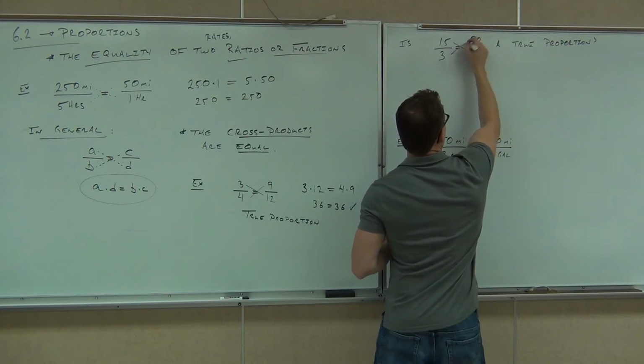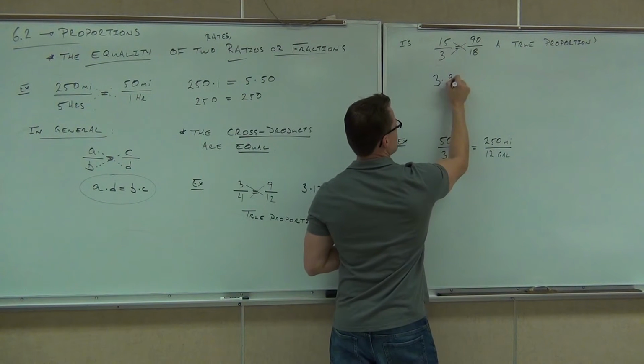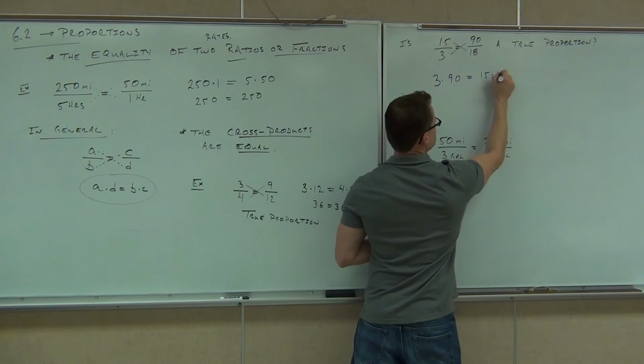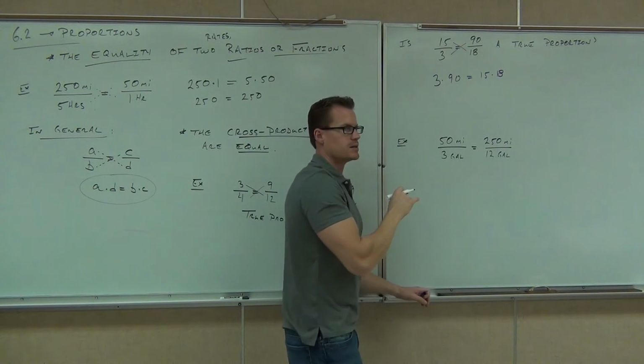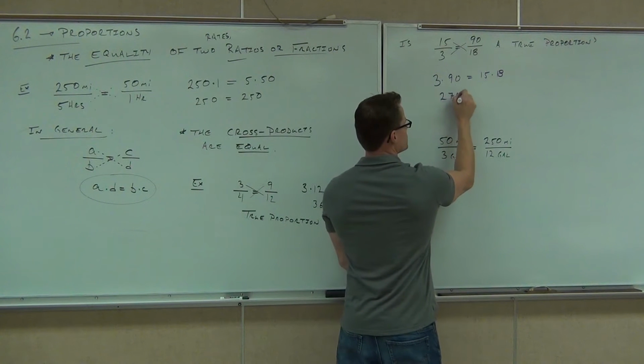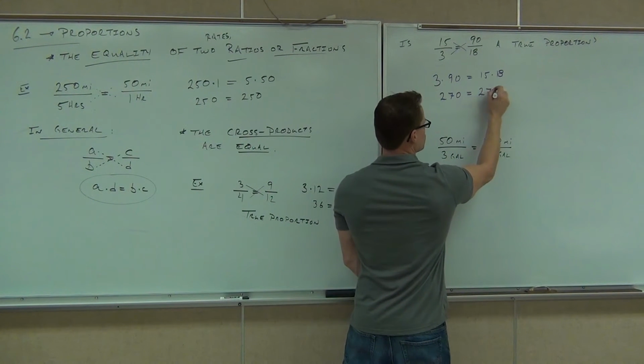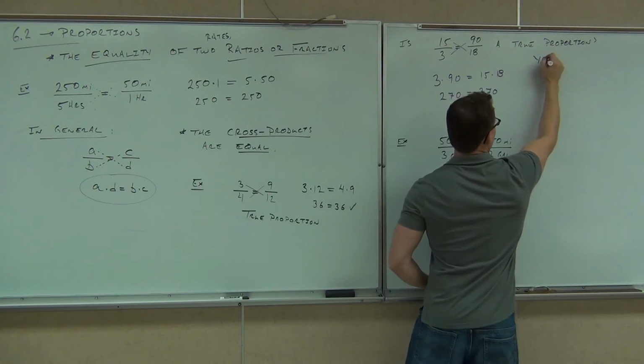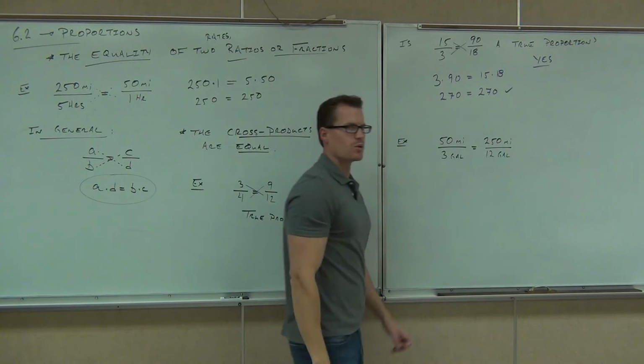So if we cross multiply, we're checking 3 times 90 and 15 times 18. What's 3 times 90? 270. What's 15 times 18? 270. So is that a true proportion? Yes. A little check mark because they were equal, for sure.